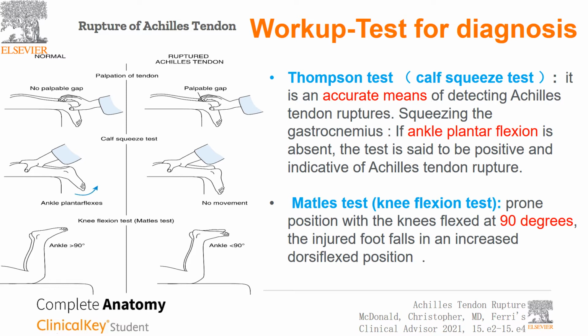The second one is Matles test, the knee flexion test. The test is an additional physical examination finding utilized to assess Achilles tendon ruptures. The patient is placed in the prone position with the knees flexed at 90 degrees. If the injured foot falls in an increased dorsiflexed position instead of a resting plantar flexed position, when compared to the contralateral limb, the test of the injured limb is positive for Achilles tendon rupture.